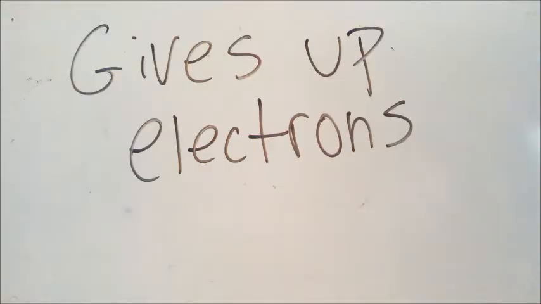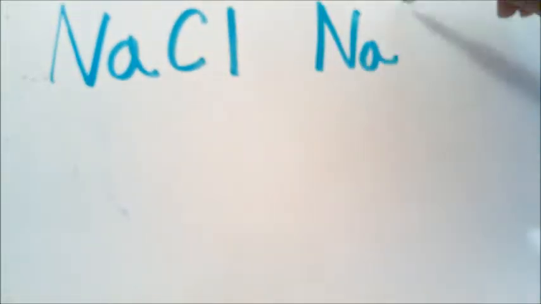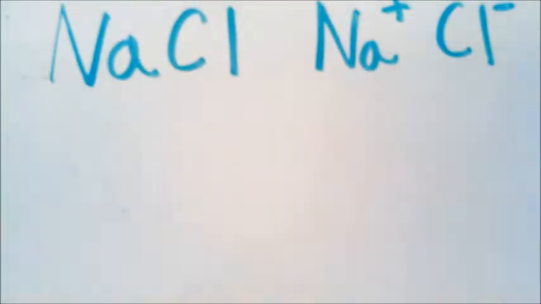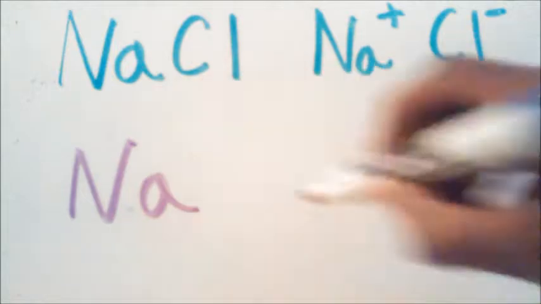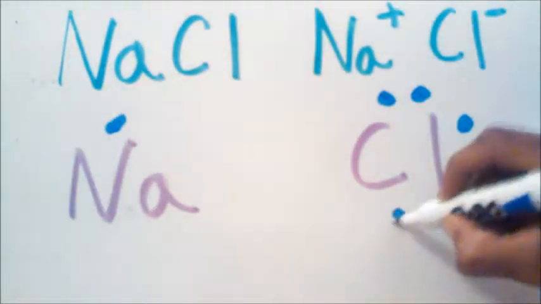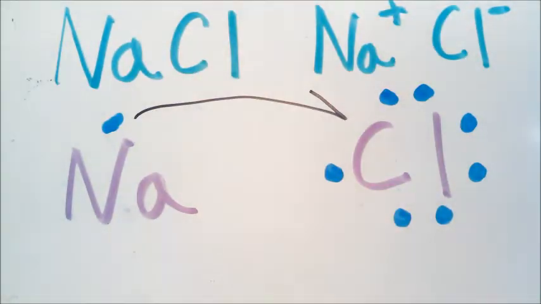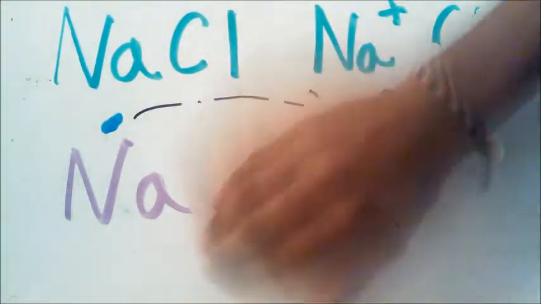Ionic bonds are when one atom gives electrons up to another atom. An example is NaCl. Sodium is the cation and chlorine is the anion. Sodium has 1 electron and chlorine has 7. For chlorine to complete its shell, sodium gives chlorine the 1 electron.